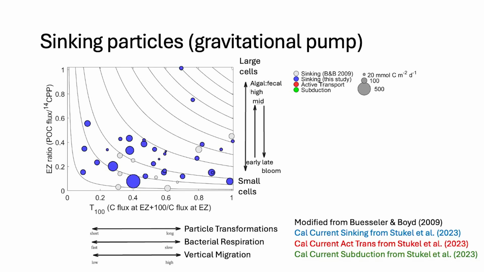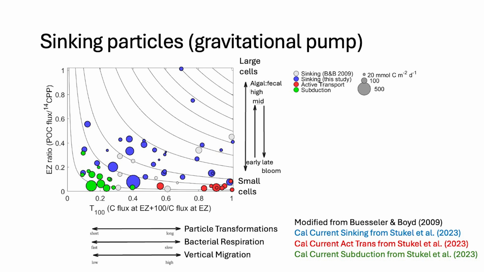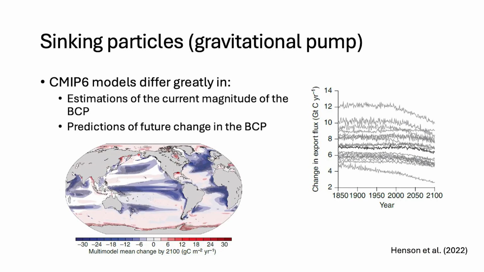I want to remind you why sinking particles may be particularly important. This is from our California Current study. This is where sinking particles fall on this plot, and remember, up here is high export efficiency, down here is low transfer efficiency into the deep ocean. Here's where the active transport falls. It's high transfer efficiency, but not a large proportion of the export leaving the euphotic zone. Here's where subduction falls. It's very low transfer efficiency. So it's the sinking particles that are really getting things down deep into the ocean.